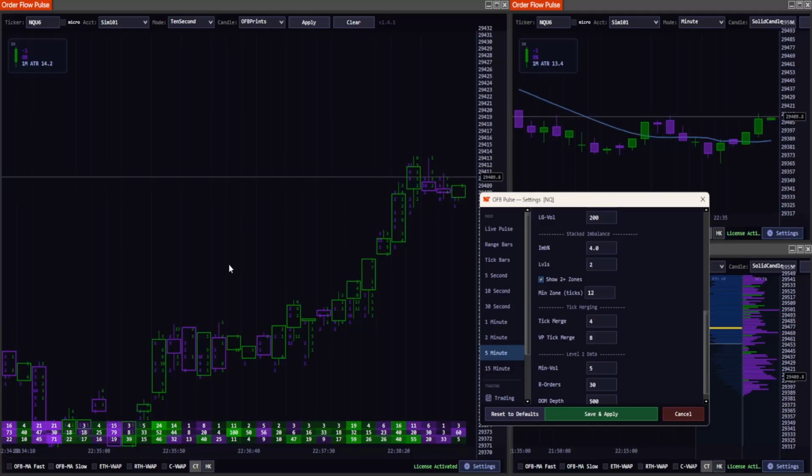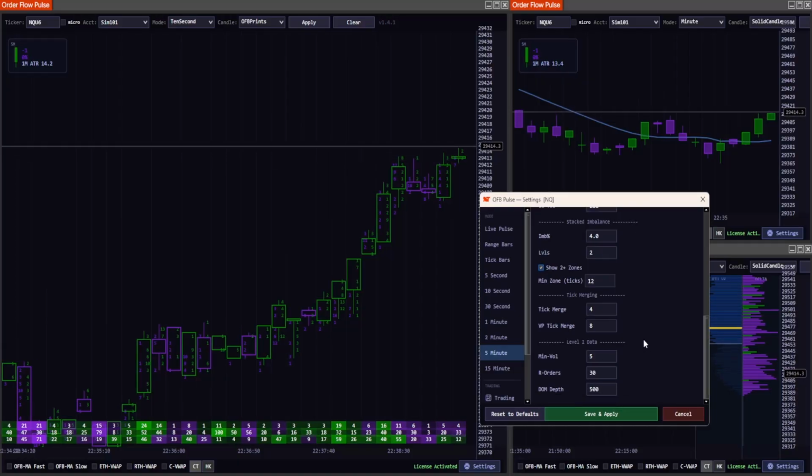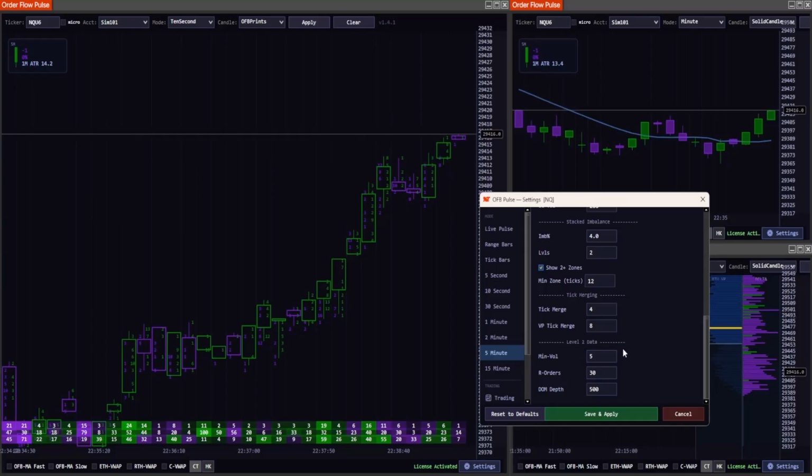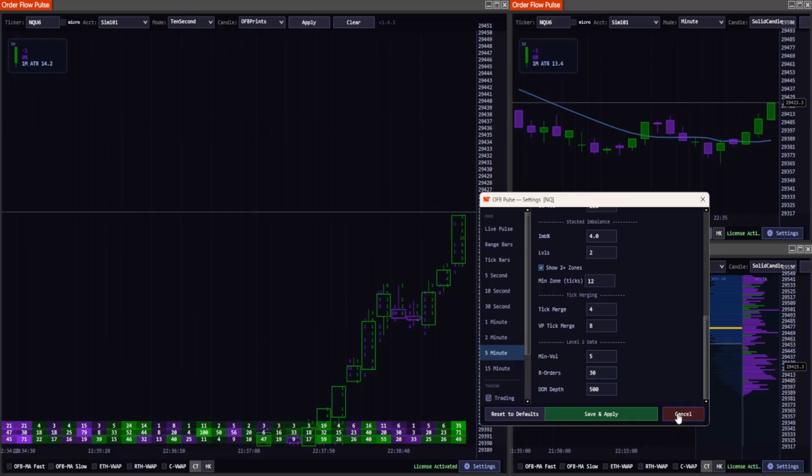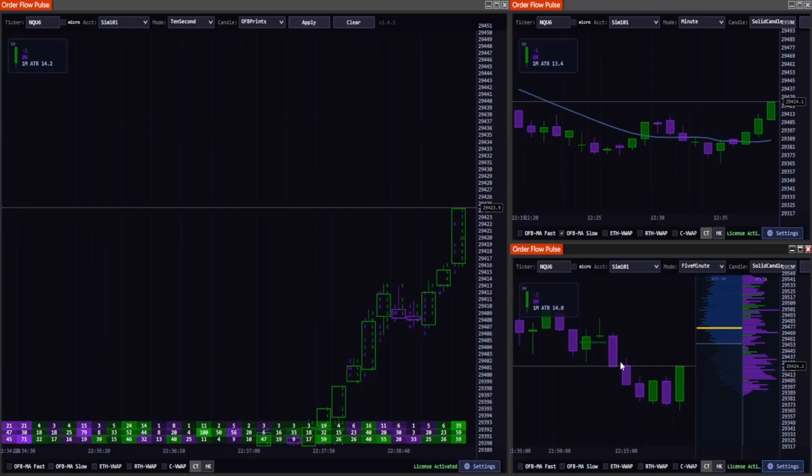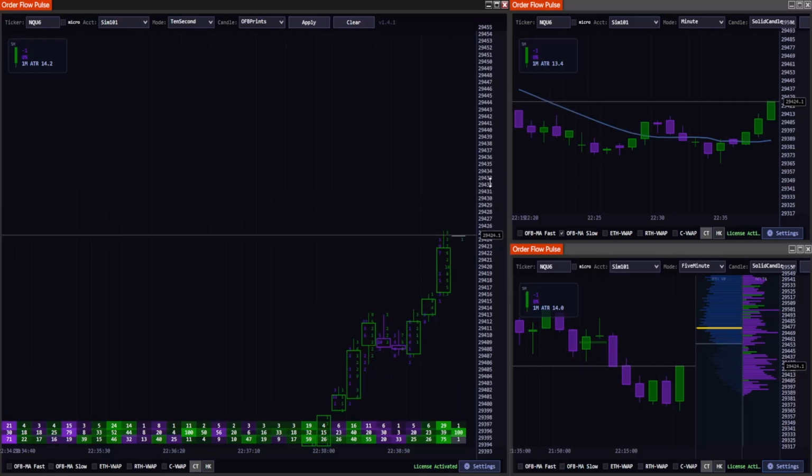You really need to do it for your main chart, like a 32 range bar, your 10-second chart, or the 1 minute. It really should be tick merged because you'll get better quality signals. Now the level 2 data, again, I'm not showing the pulse map, but I have it set to 5, resting orders 30. But this is on 5 minutes, so that really doesn't matter. And that is how I have my charts set up.